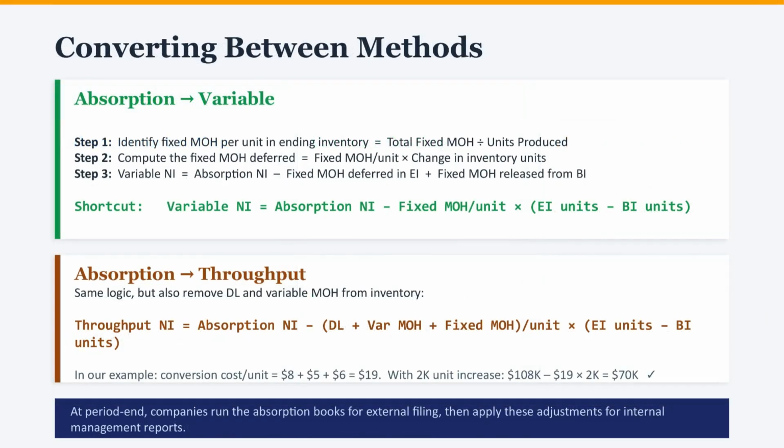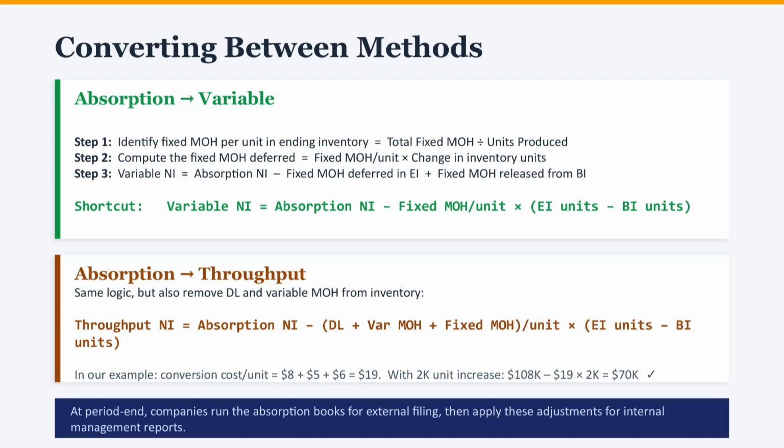This instructional slide explains the process for converting between costing methods. On the left, steps to change from absorption to variable costing are outlined, including identifying fixed MOH per unit and computing deferred costs. On the right, a similar method adjusts for throughput costing by removing labor and variable expenses. A concise formula paired with a numerical example reinforces how these conversions support accurate internal reporting, ensuring clear financial insights and consistent accuracy.